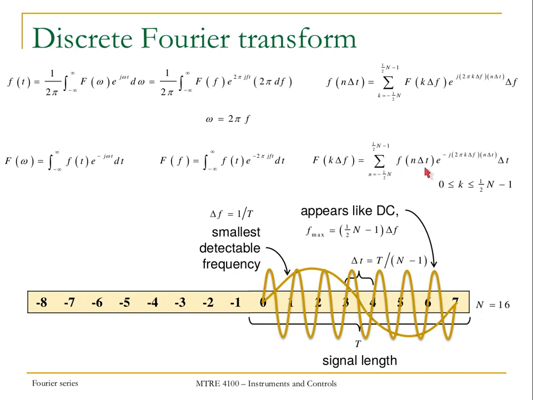If we have our sampled data, then we can find the contribution of integer multiples of our base frequency. So here k is an integer, and delta f is the base frequency. So we can find the contribution of integer multiples of our base frequency by evaluating this summation over all of our samples of our sampled data.